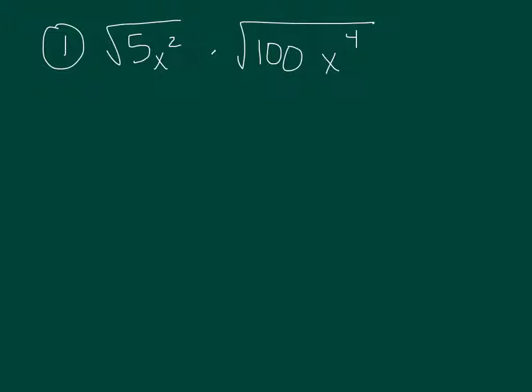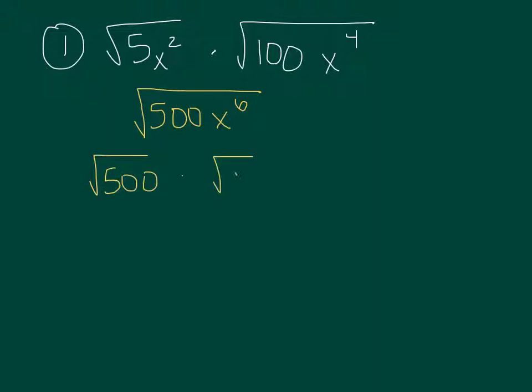So number 1, the square root of 5x to the second times the square root of 100x to the fourth. Okay, first things first, we're going to multiply the two radicals to get them together. So 5 times 100 is 500. And x to the second times x to the fourth is x to the sixth. Okay, now just like we were doing a couple days ago, we are still simplifying radicals. So remember, I split this apart and do the square root of 500 times the square root of x to the sixth. Okay, factor tree for 500.